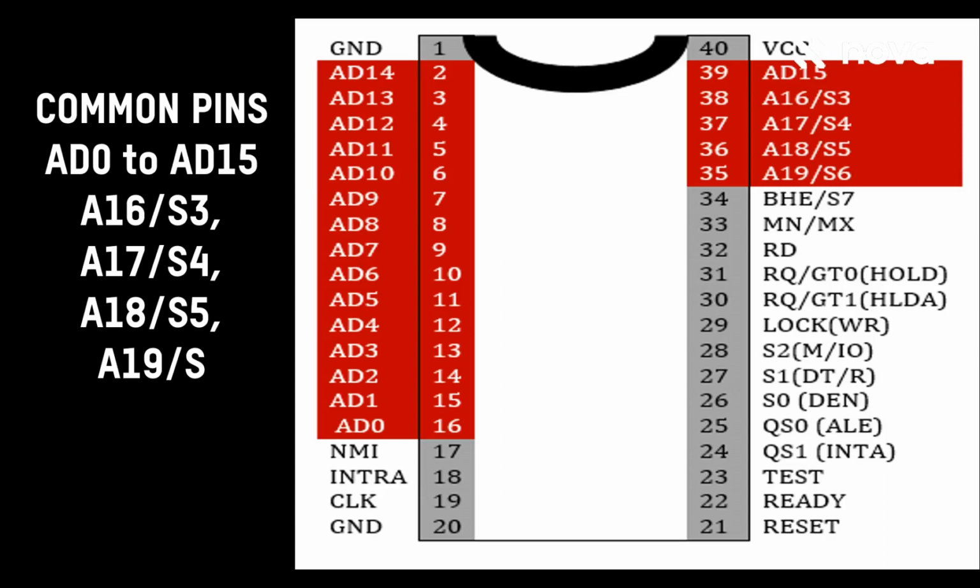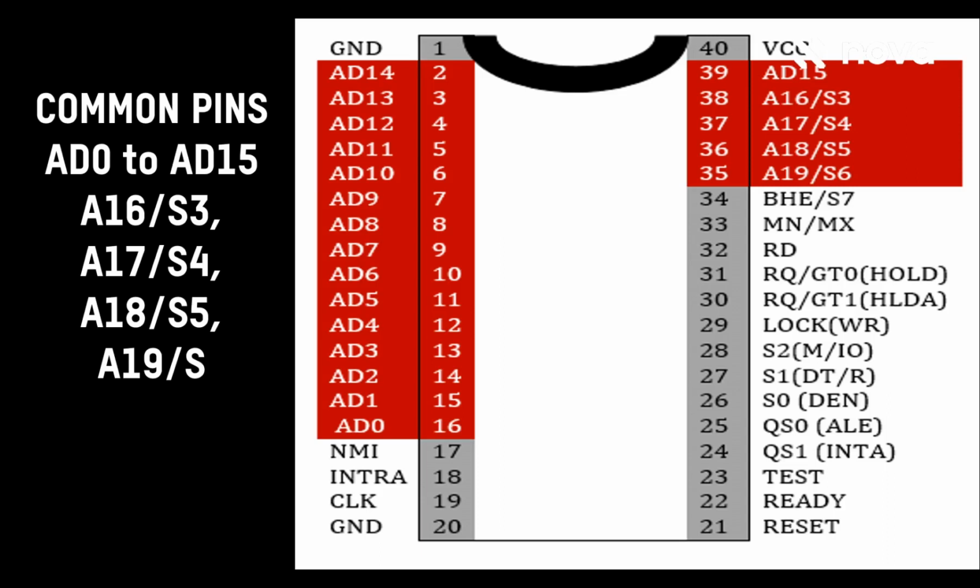AD0 to AD15, bidirectional, address/data bus. Low order address bus, these are multiplexed with data. When AD lines are used to transmit memory address, the symbol A is used instead of AD, for example A0 to A15. When data are transmitted over AD lines, the symbol D is used in place of AD, for example D0 to D7, D8 to D15, or D0 to D15. A16/S3, A17/S4, A18/S5, A19/S6.